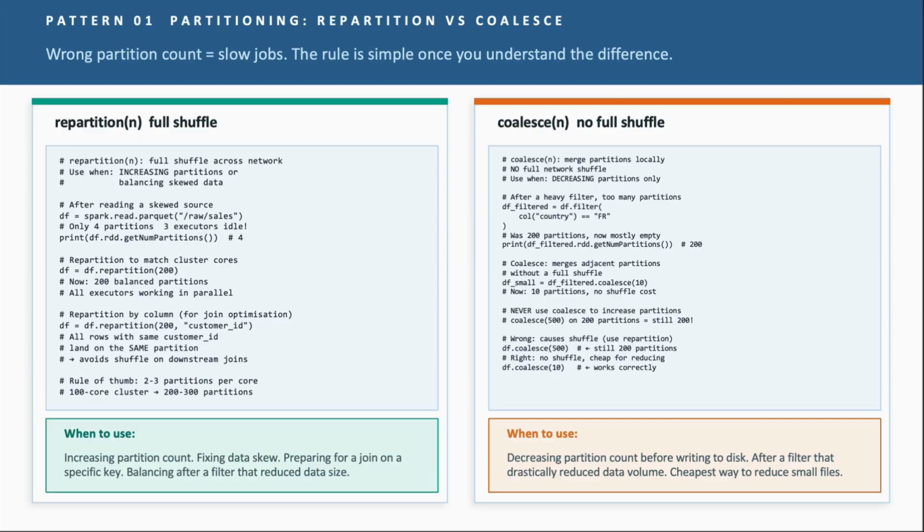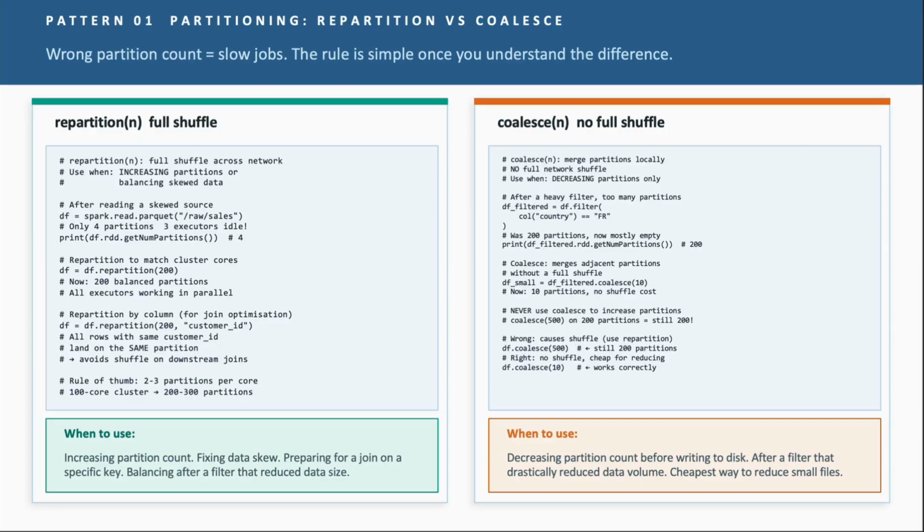Use it when you are rebalancing after reading skewed data. Like 4 partitions on a 100 core cluster means 96 cores are idle. Or when you are preparing for a join on a specific key. Repartitioning both sides on the join key eliminates the downstream shuffle. Rule of thumb, target 2 to 3 partitions per executor core. On a 100 core cluster, use 200 to 300 partitions.